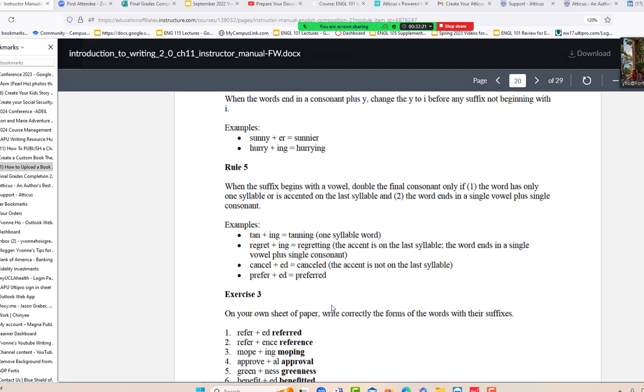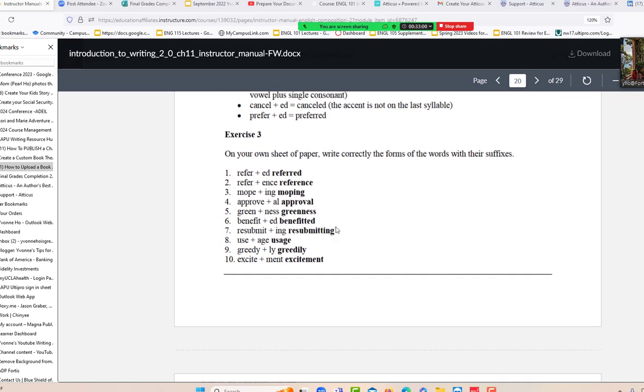When the suffix begins with a vowel, double the consonant only if the word has only one syllable or is accented on the last syllable, and the word ends in a single vowel plus a single consonant. So tanning, regretting, canceled, preferred. So here the accent is not on the last syllable. Here the accent is on the last syllable, and the word ends in a single vowel plus a single consonant. And so here is how everything is spelled.